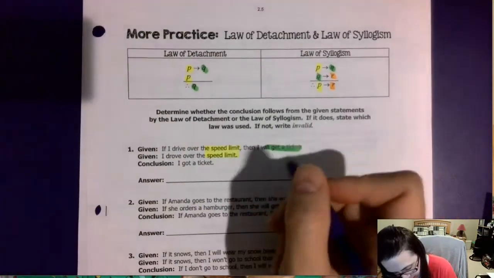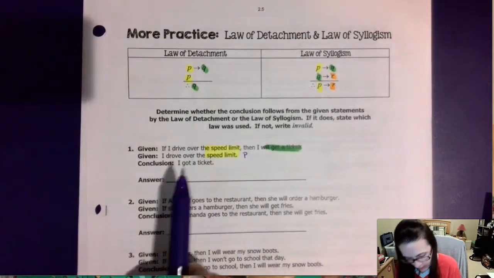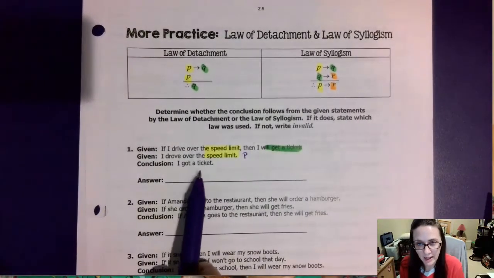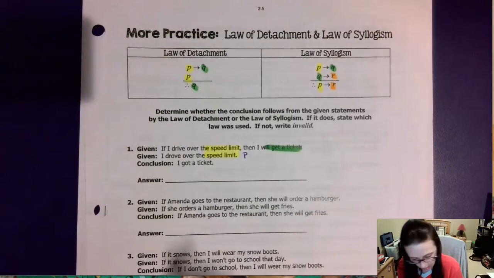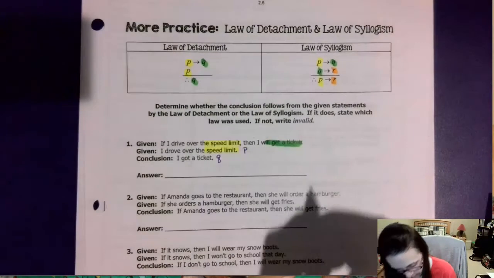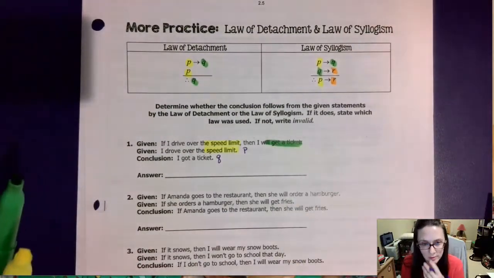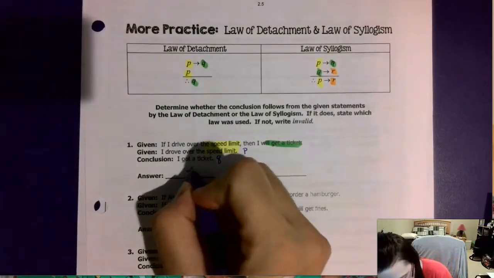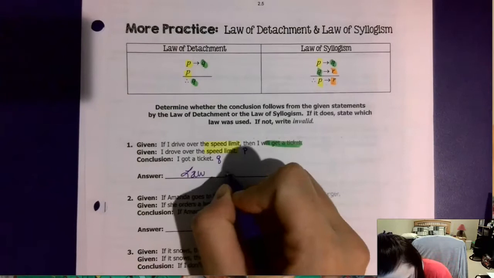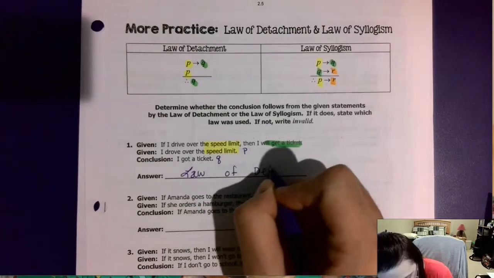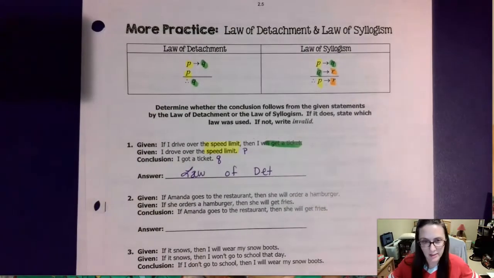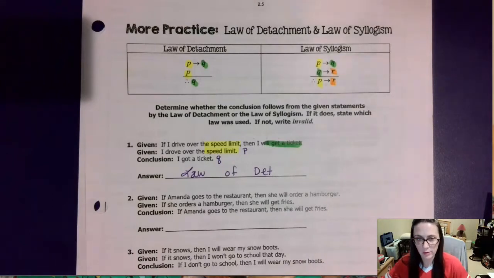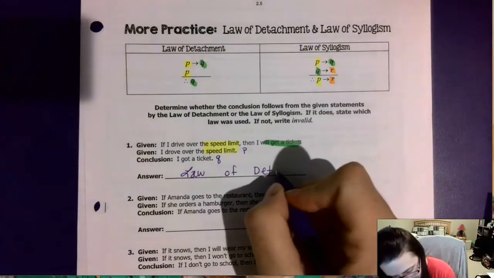So if this is my P, my conclusion is I got a ticket. And my conclusion here is my Q. So which one of those is that? Is that detachment or syllogism? And this one here is going to be our law of detachment. It's the detached piece where you take the linking apart and say, well, if P separately, then Q separately is going to happen. Detachment.